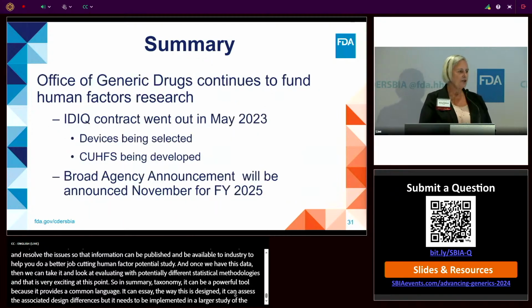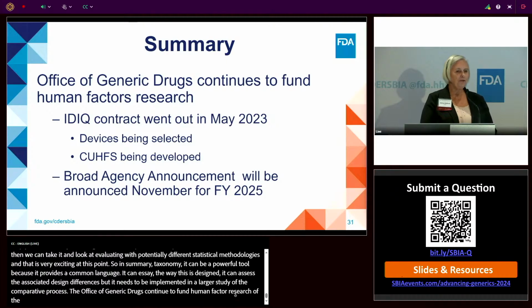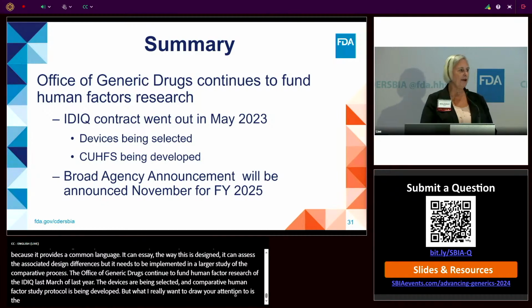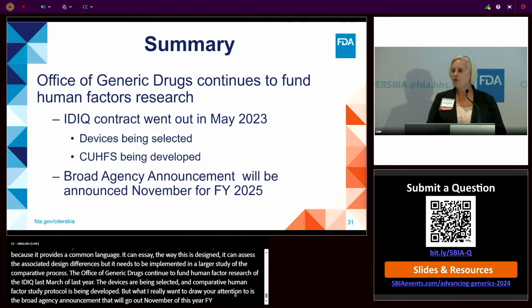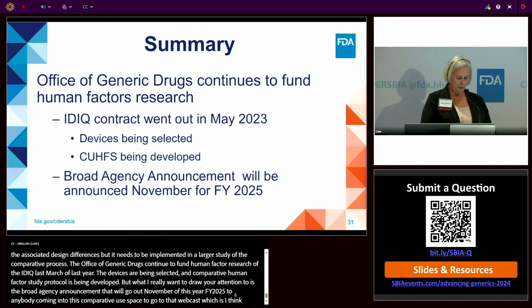The Office of Generic Drugs continues to fund human factors research. The IDIQ went out in March of last year. The devices are being selected, and the comparative use human factors study protocol is being developed. But what I really want to draw your attention to is the broad agency announcement that will go out in November of this year for FY 2025, to encourage anybody who might be interested in coming into this comparative use space to go to that webcast, which is, I think, November 7th, and certainly submit your proposals for consideration.